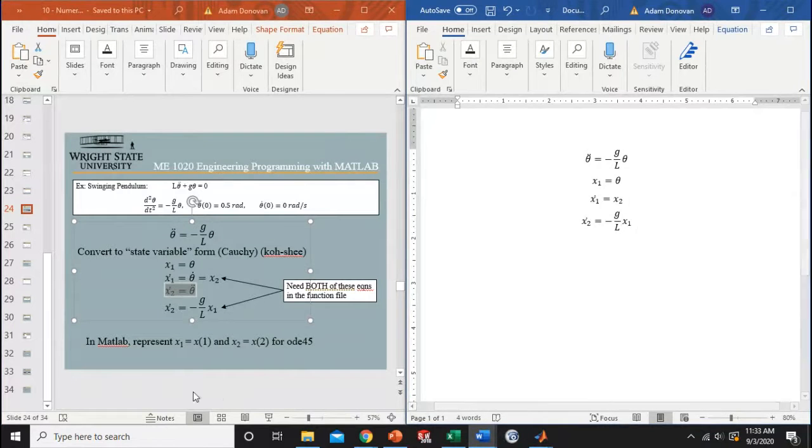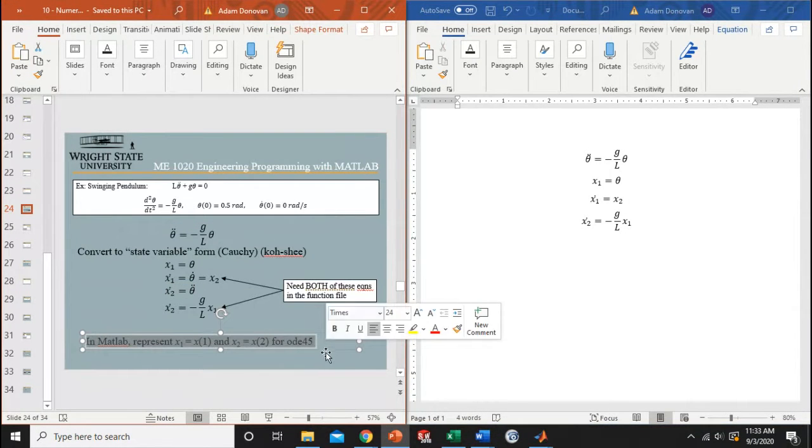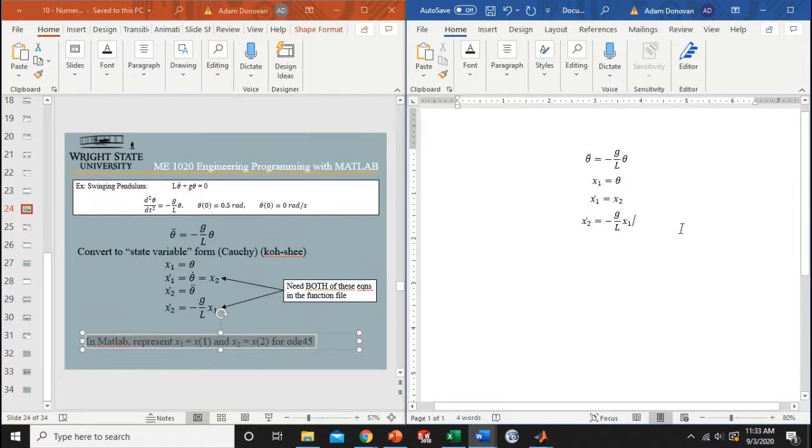And so the way that you plug these into ode45 is you represent x1 and x2. So I'm just going to copy this over here, even though you can read it. X1 you plug in as x of 1, and x2 you plug in as x of 2. And so hopefully as I go through and set up this equation, it will make more sense in MATLAB.